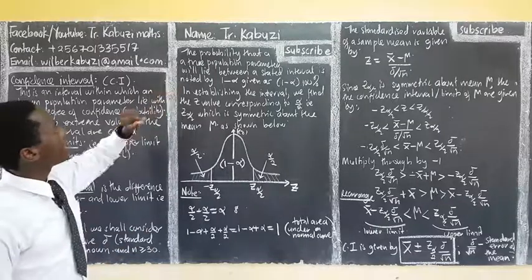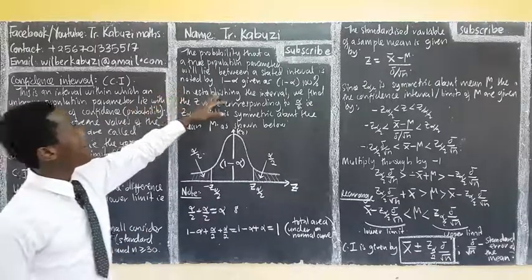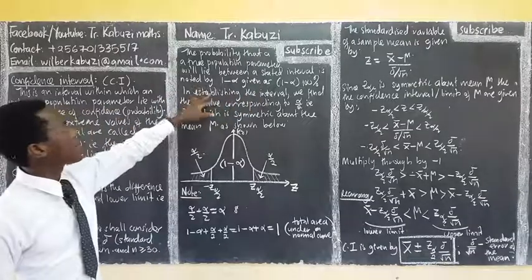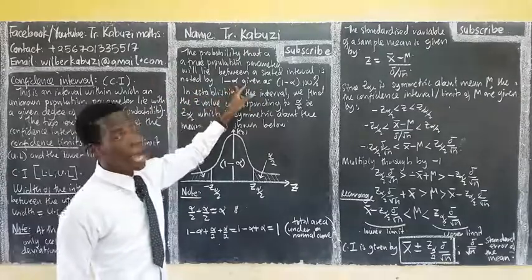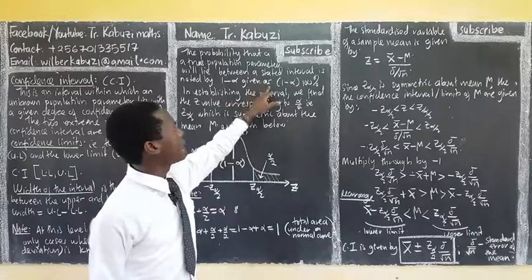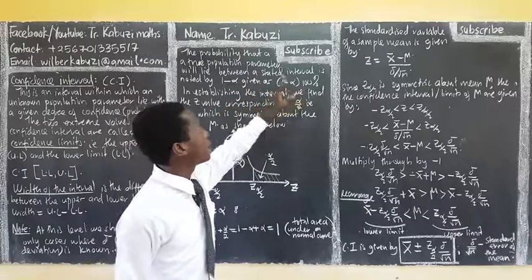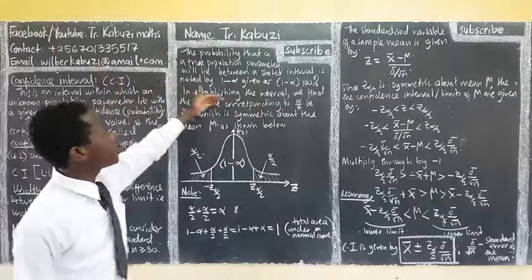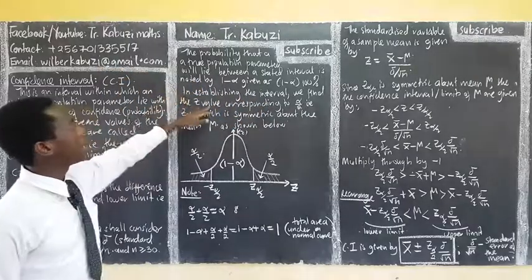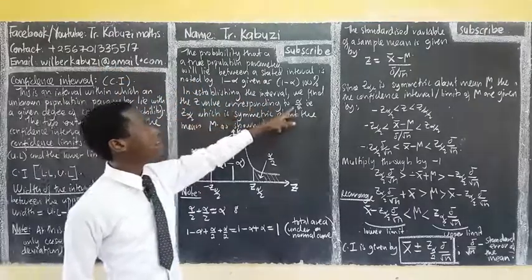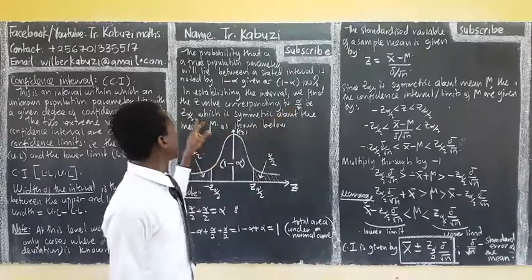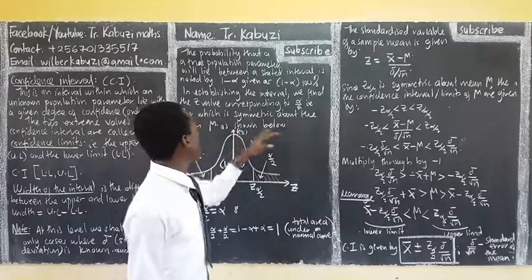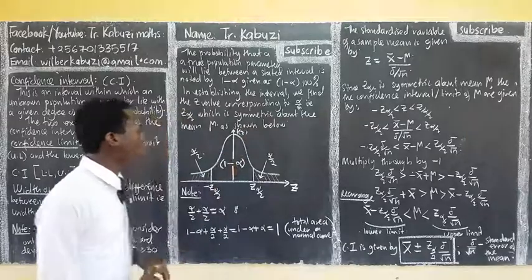The probability that the true population parameter will lie within a stated interval is denoted by 1 minus alpha, where alpha is the parameter, given as 1 minus alpha times 100, the percentage. In establishing the interval, we find the z value corresponding to alpha over 2, i.e. z alpha over 2, which is symmetric about the mean as shown below.